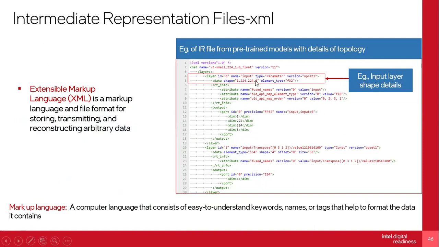A shape, element type, F32. So all these details would be given in this file. When you open this XML file, you will come to know all the details of those neurons, the structure and everything. The markup language consists of easy to understand keywords, names, and tags, same like HTML. Similar to HTML. Clear?